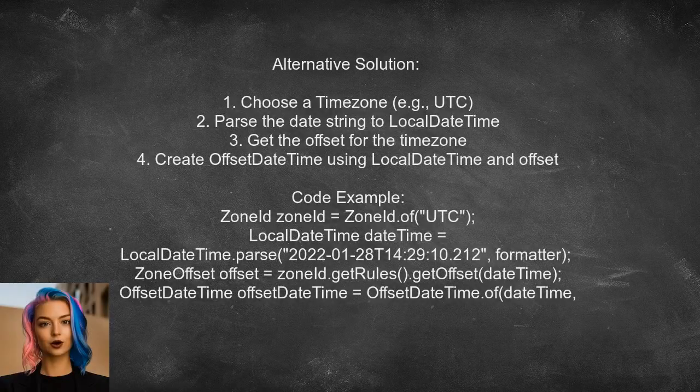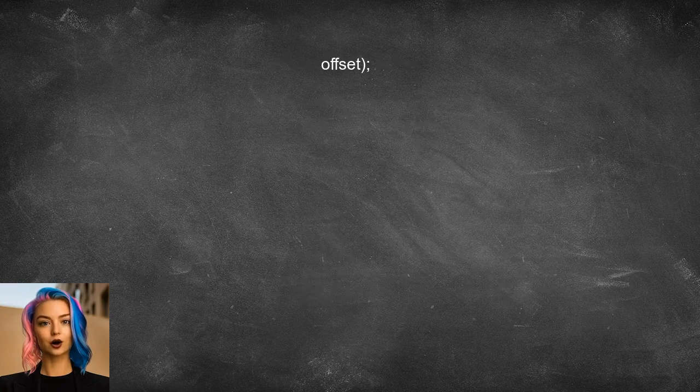An alternative approach to converting a string to offset date time involves using a time zone. First, select a time zone, like UTC. Then, parse your date string into a LocalDateTime. After that, retrieve the offset for your time zone based on the LocalDateTime. Finally, create the OffsetDateTime using both the LocalDateTime and the offset.